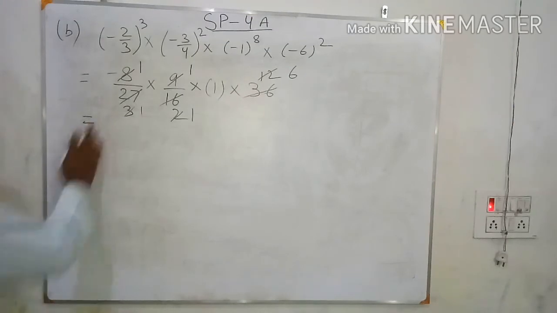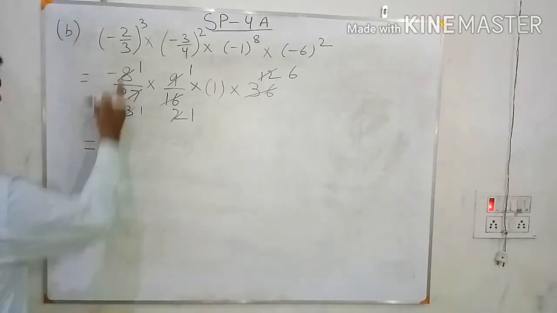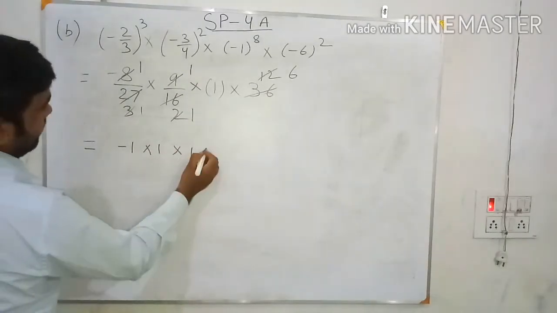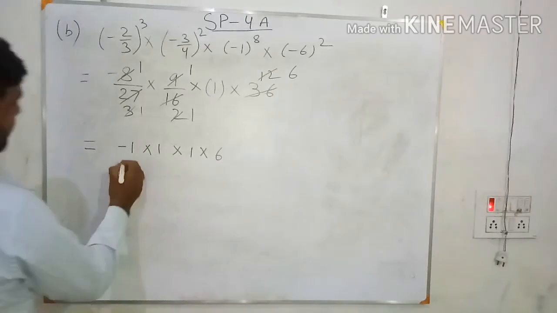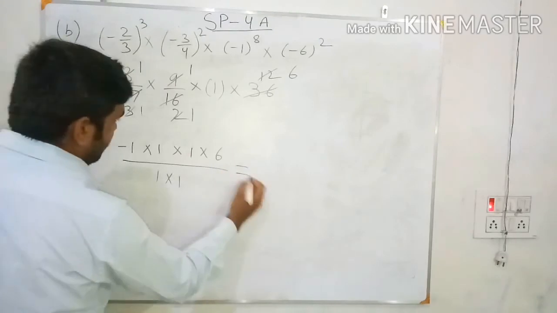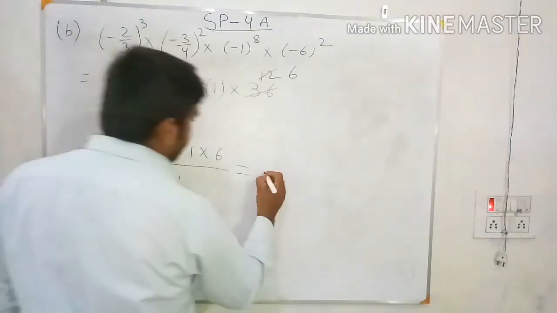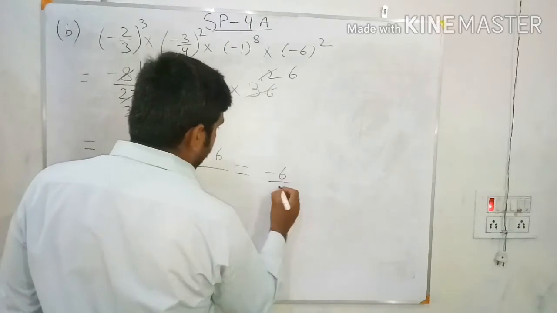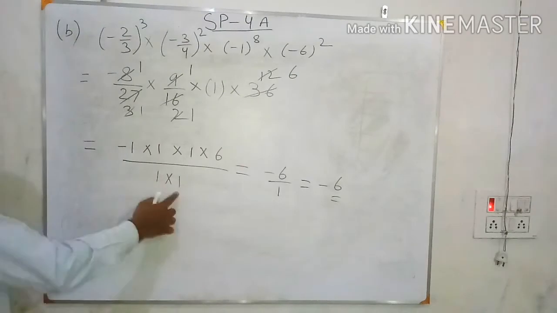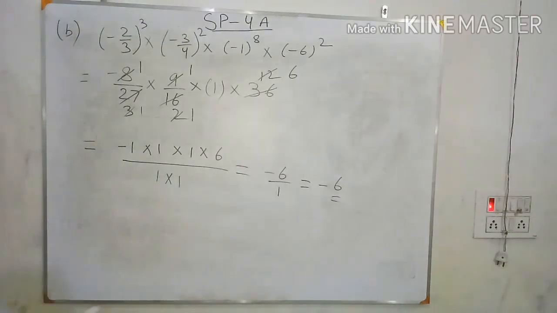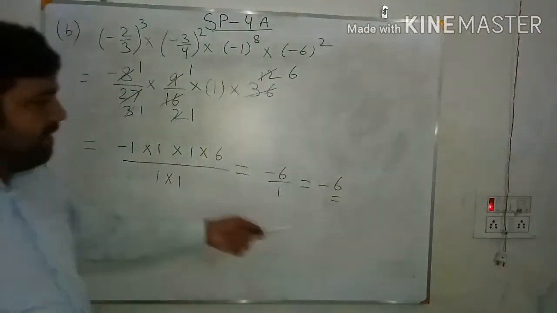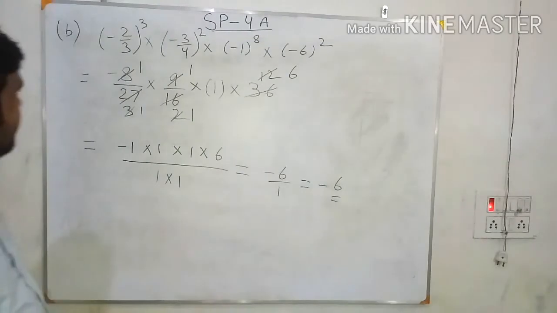So after all what did we get? In the numerator place we got minus 1 multiply 1 multiply 1 multiply 6. At the denominator place what we got? 1 multiply 1. So after all we got minus 6 by 1, that is minus 6. Numerator minus 6, here 1 ones are 1, that is minus 6. We don't write 1 as the denominator, so minus 6 by 1 can also be written as minus 6.